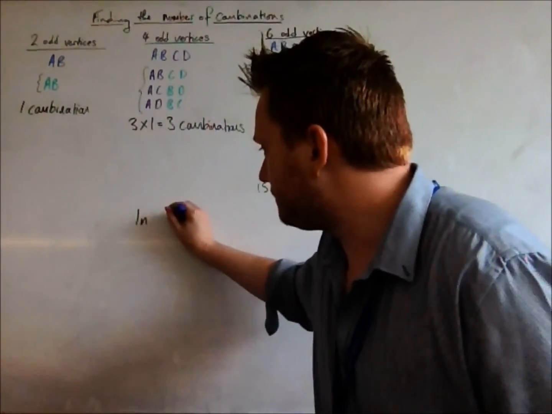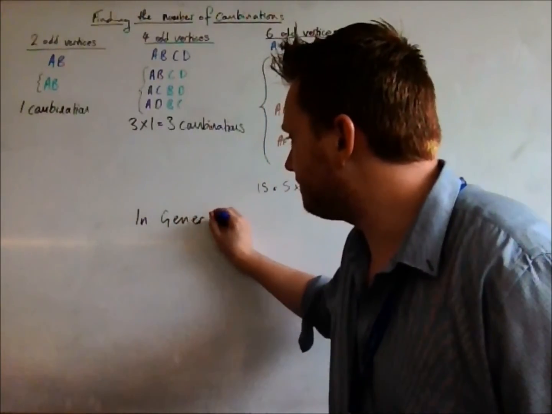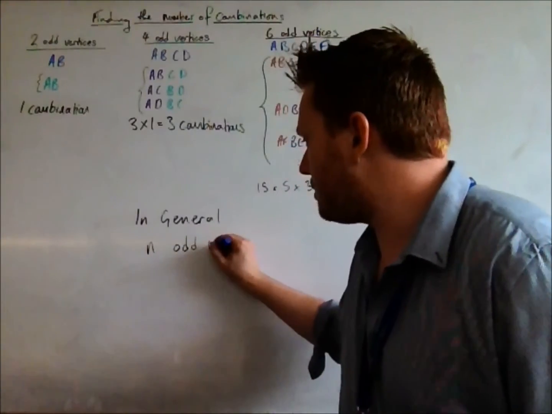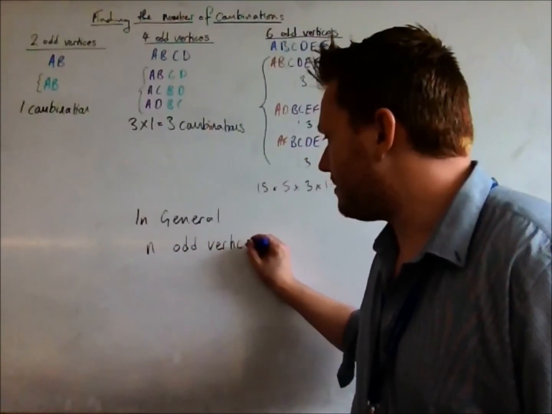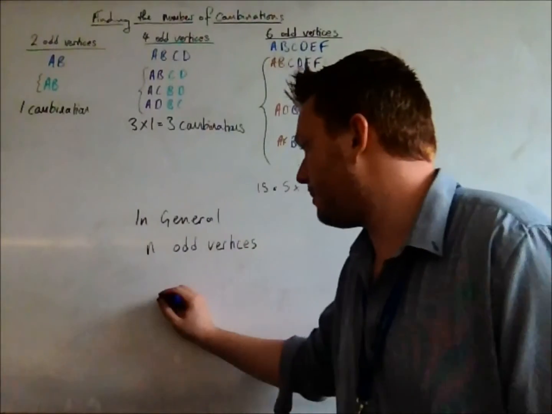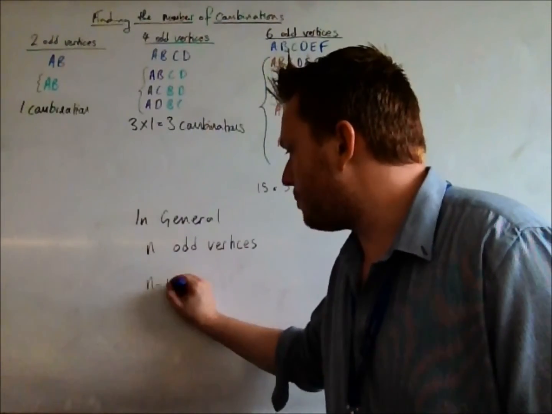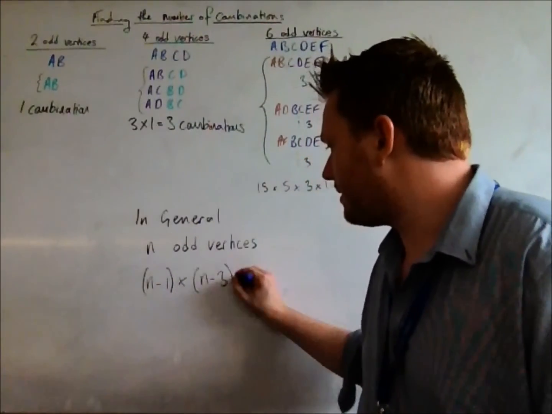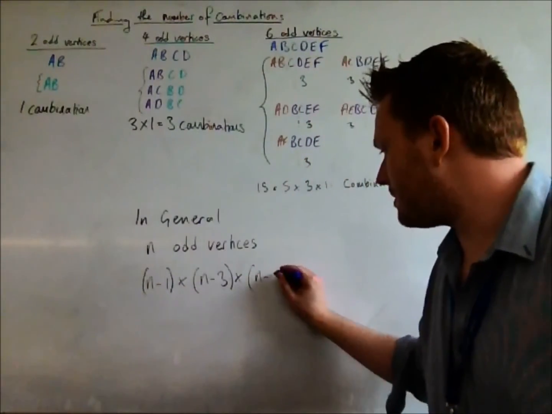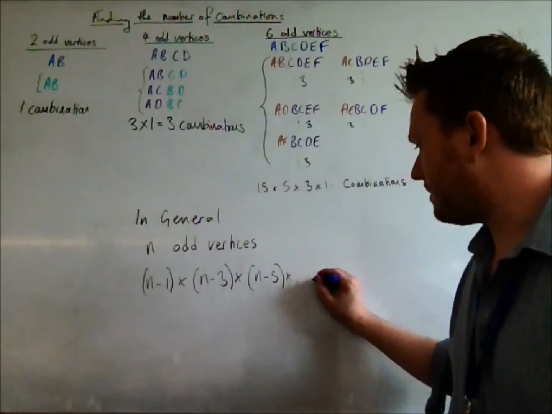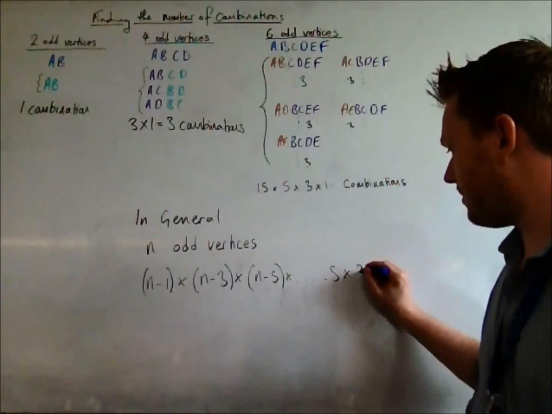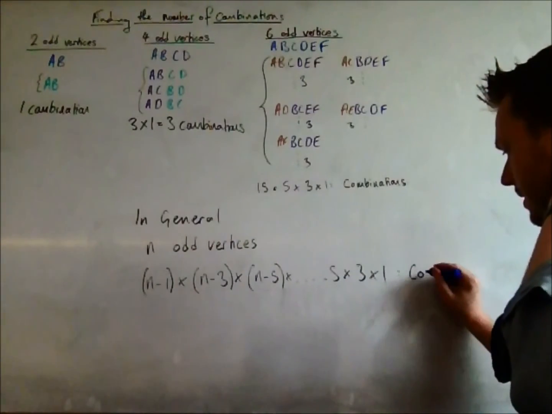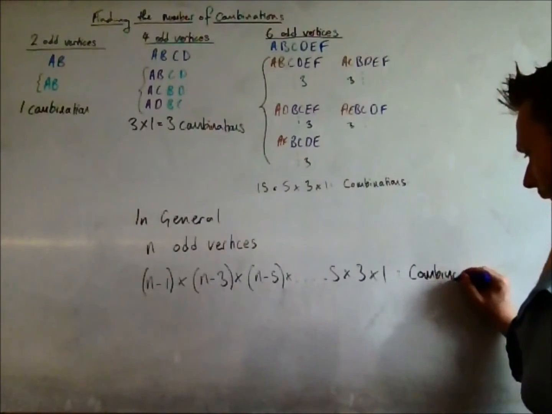In general, if I have n odd vertices and I want to pair them up, n is always an even number so that I can pair them up, then I will get n minus 1 multiplied by n minus 3 multiplied by n minus 5 times, keep going until I get down to 5 times 3 times 1. That's the number of combinations, different ways I could pair them up, the different combinations to check.